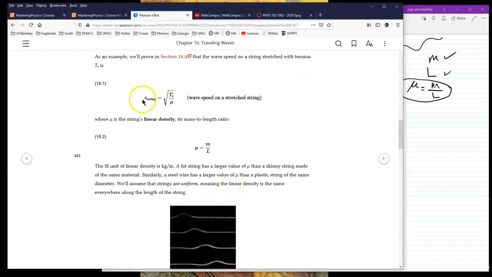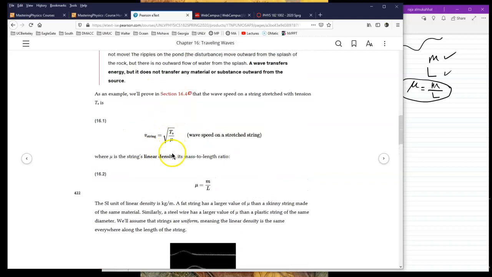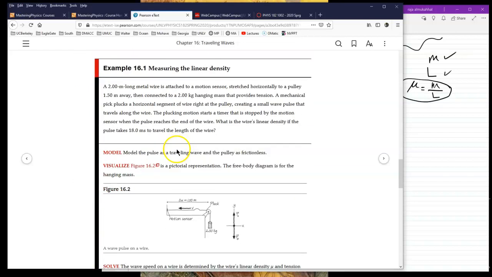Here is the formula right there. So the velocity of a wave on a string is equal to the square root of the tension of the string divided by the linear density. Okay. Here is an example. Look at the diagram right there.